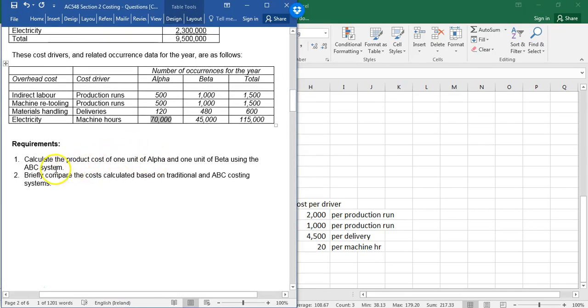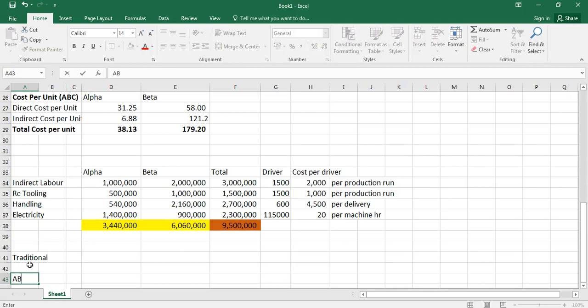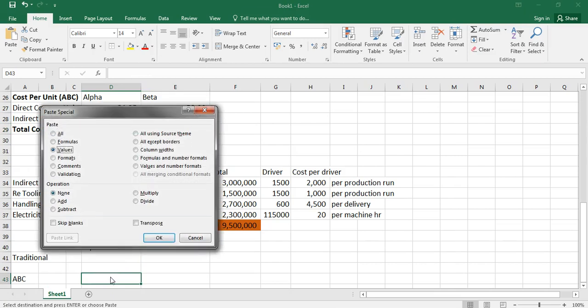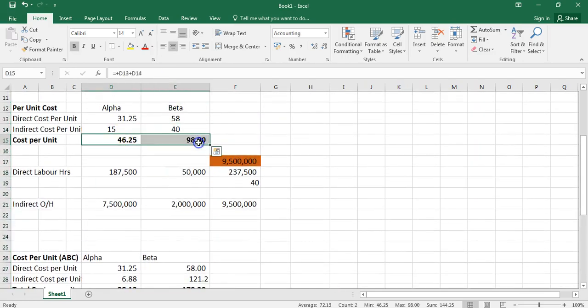Calculate the product cost using ABC, and now briefly compare the costs using traditional, which was part 1, and ABC, which was this part 2 of the question. And this is a common part of exam questions where you're asked to interpret. So if we put it in a little table to make it easier, we have traditional and we have ABC. So the activity-based costing is 38 and 179. And the traditional, as we come up here, is 46 and 98.